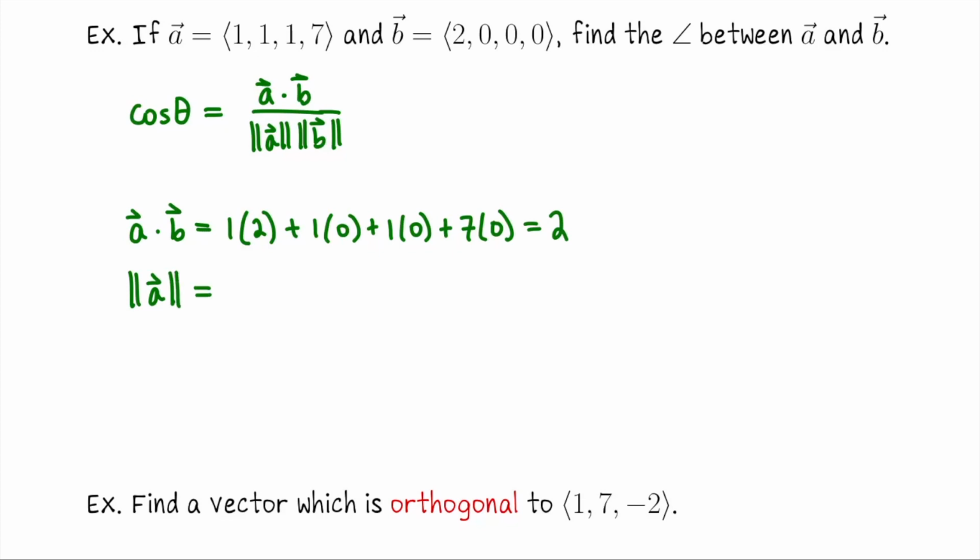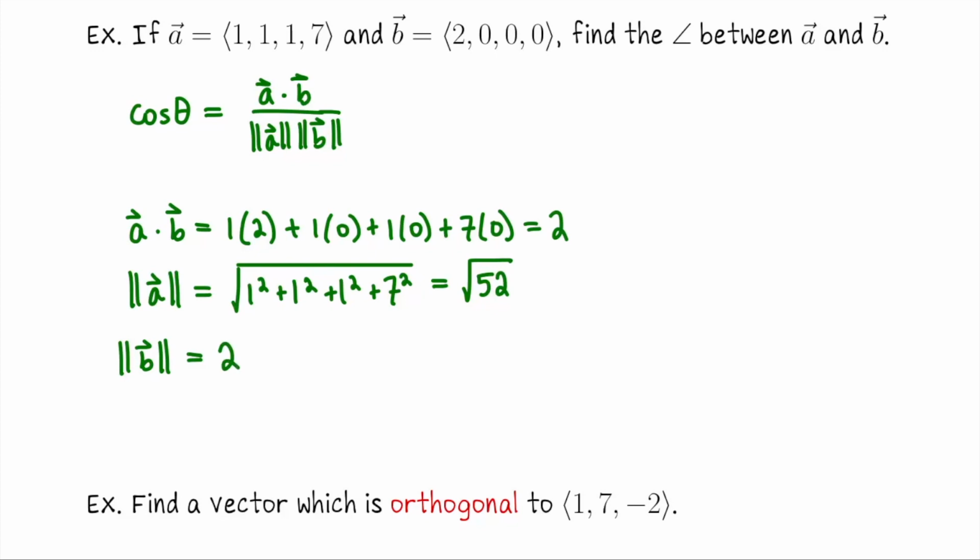That's going to be the square root of 1 squared plus 1 squared plus 1 squared plus 7 squared. So let's see, that's 3 plus 49, so that's square root of 52. The length of B is really easy. That's just 2. Okay, so we can write down now that cosine of theta is A dot B, which is 2, divided by 2 times the square root of 52. 2's can cancel, so that's going to be 1 over the square root of 52.